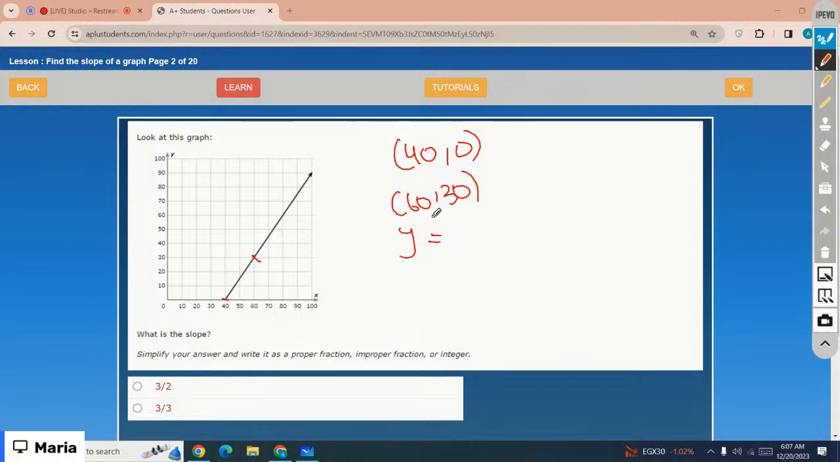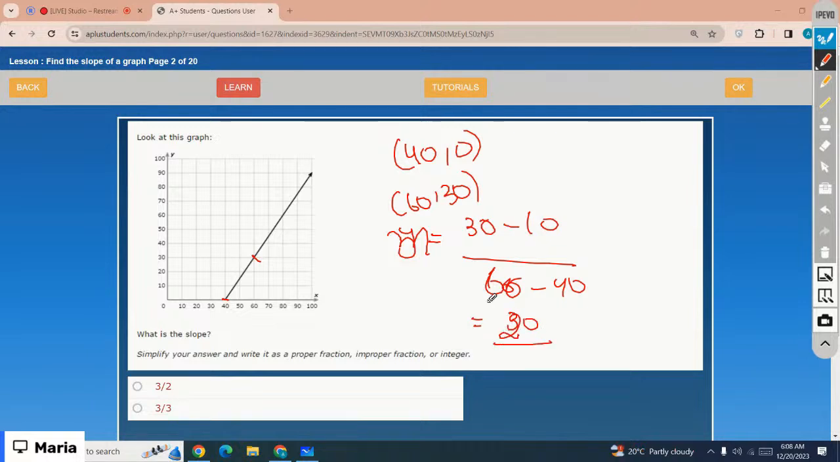Just calculate the slope, that is change in y, subtract the y coordinates, and then the x coordinates. 30 minus 0 over 60 minus 40. That is 30 divided by 20. The 0s cancel out, so you are left with 3 over 2. That means the slope of this graph is 3 over 2. The correct option is option number 1, that is 3 over 2.